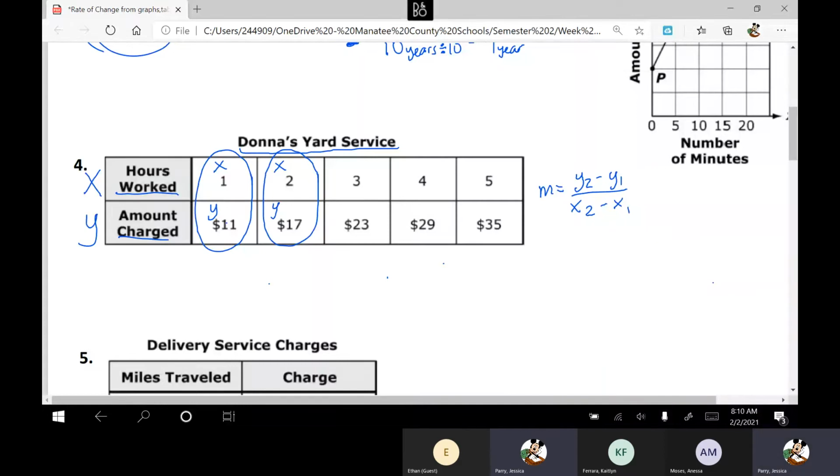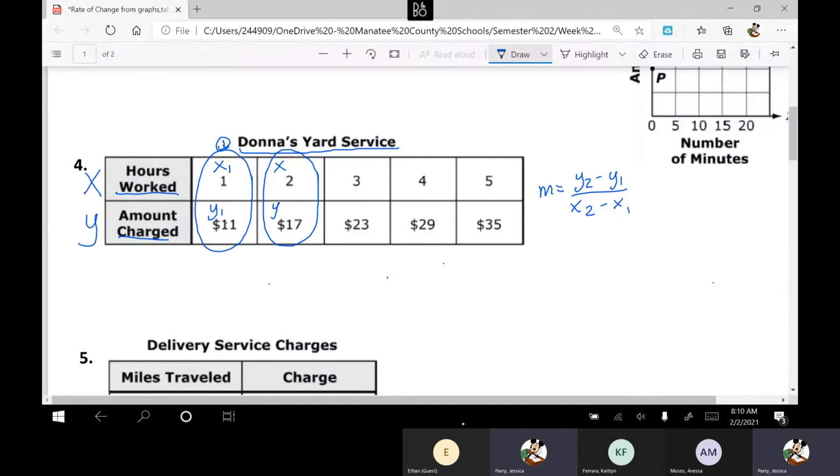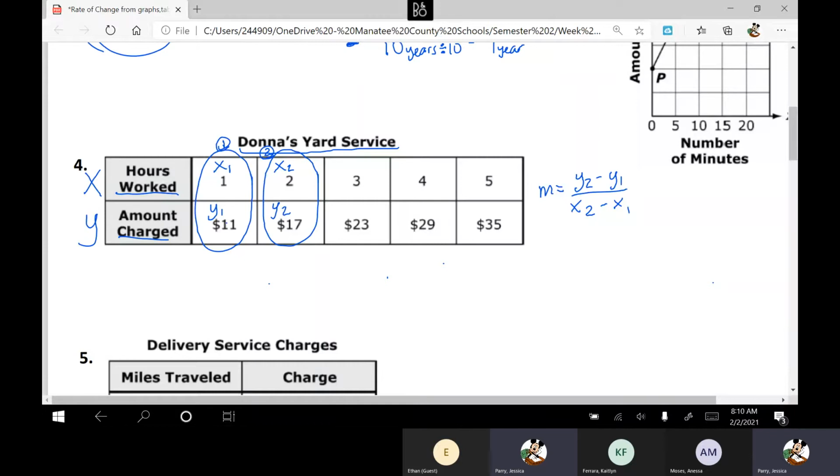Okay, so before we do that, we need to finish labeling these points. We need to put the little tiny 1s and the little tiny 2s. So the first point here, this first one gets the little tiny 1s, and then the second point is the little tiny 2. And then we're just going to take our information from here, and we're going to plug it into this formula.